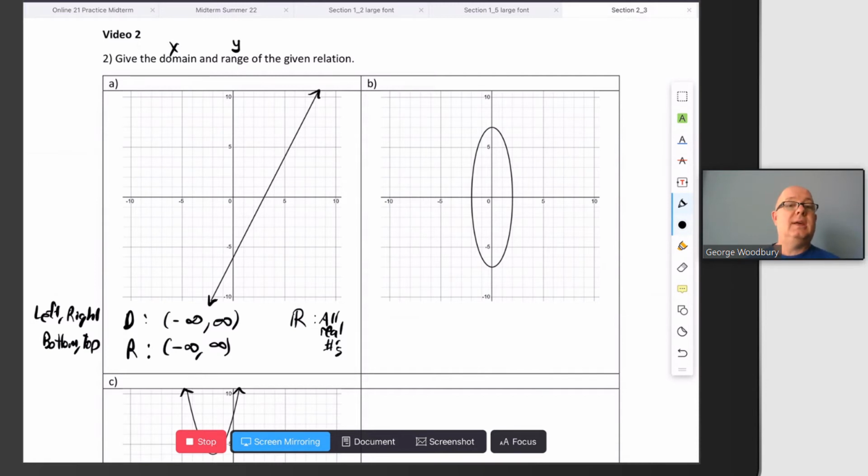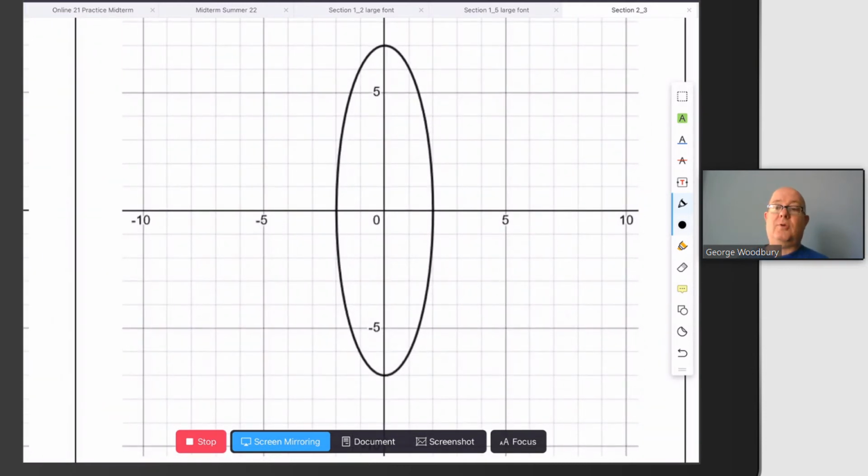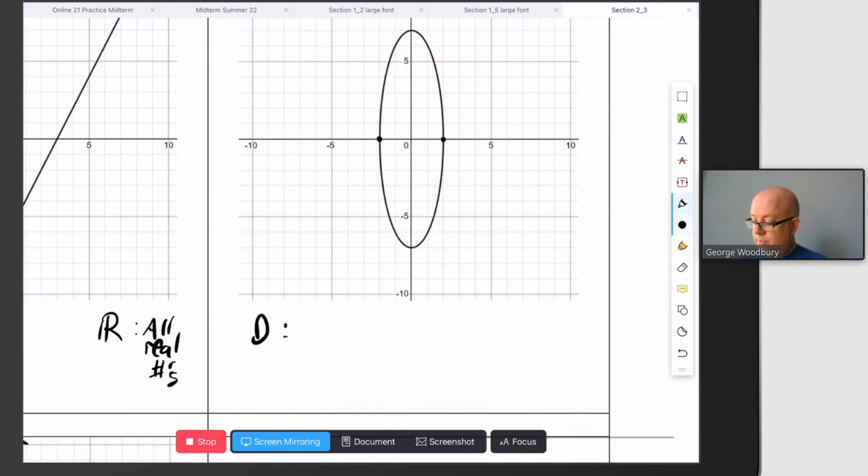In part B, we've got this shape called an ellipse, and for the domain, we want to think about what's the lowest x value that it takes on. And if we zoom in here, we can see that for x, the lowest it goes is -2. That's the furthest to the left that we get. And +2 on the right. So the domain is going to be square bracket -2, comma 2 with a square bracket. We use the square bracket because it actually touches that value. And we go from min to max, from left to right, -2 to 2.